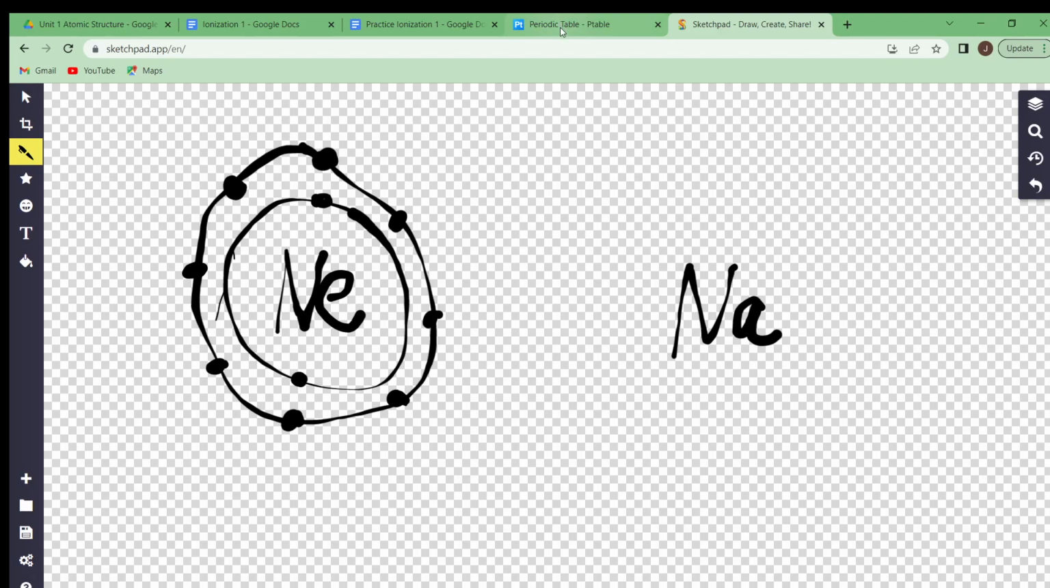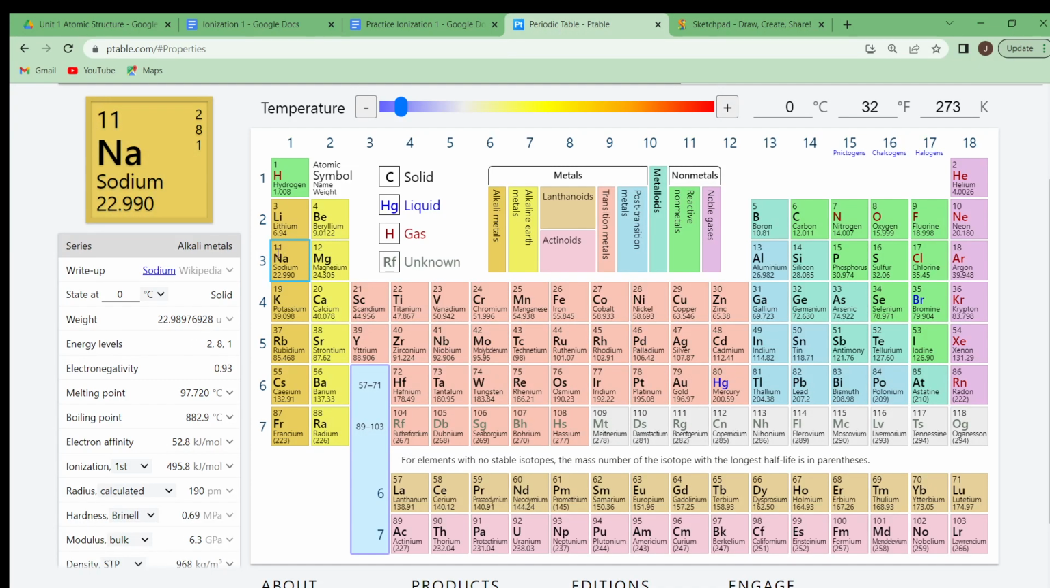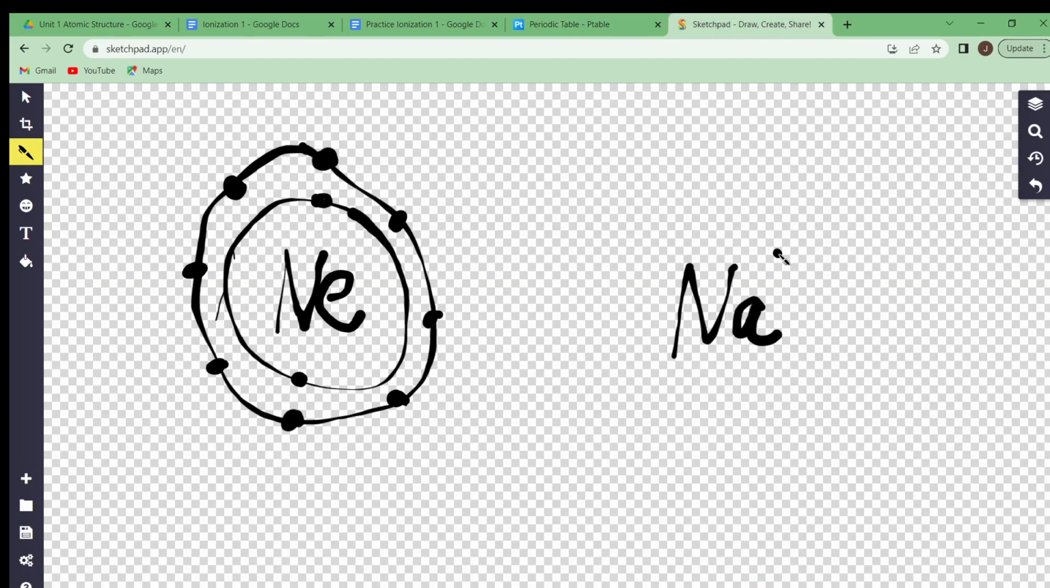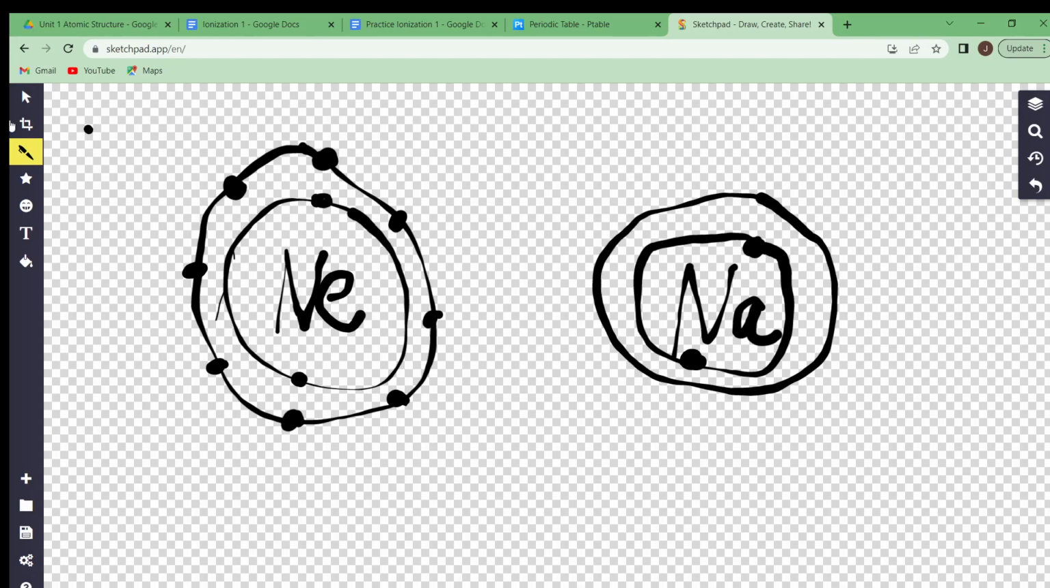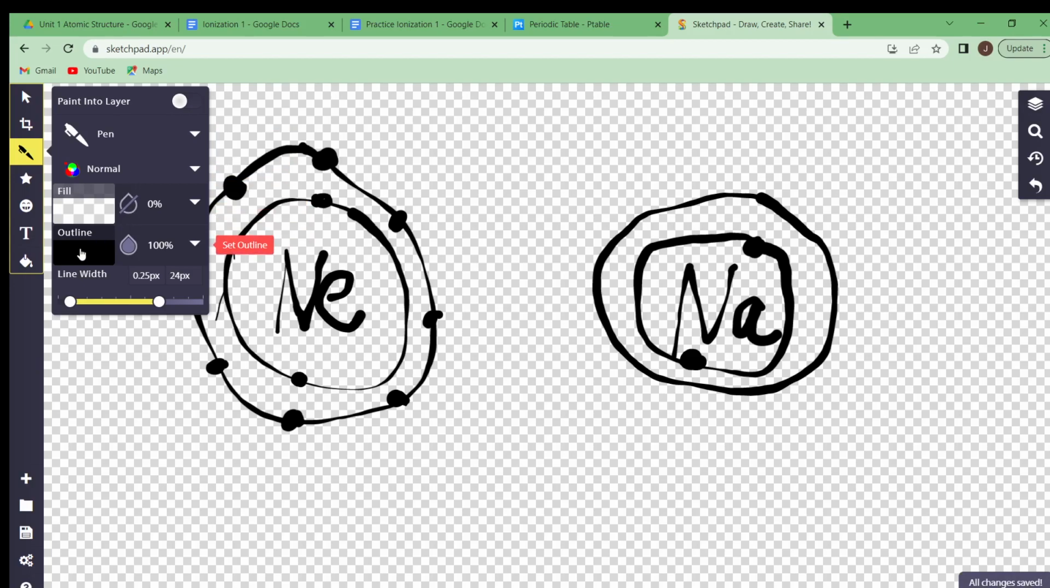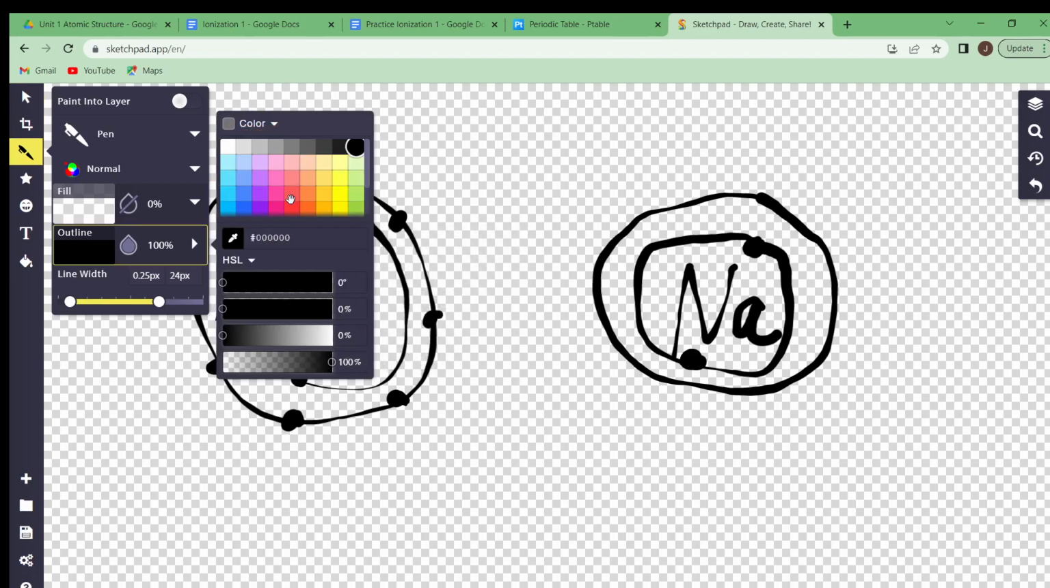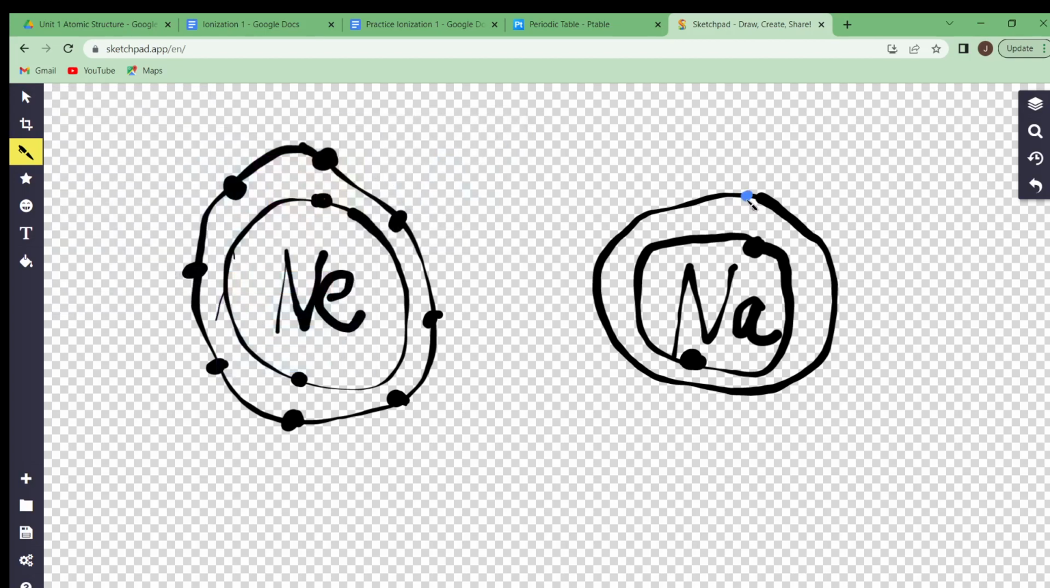Now we go ahead and look at sodium, and sodium we can see right here has 11 electrons. And so it's going to start off the same way, where it's going to have 2 in that first energy level. So 1, 2. It's going to have 8 in that second energy level. And now I realize that I should probably change my color for the electrons. So 1, 2, 3, 4, 5, 6, 7, 8.